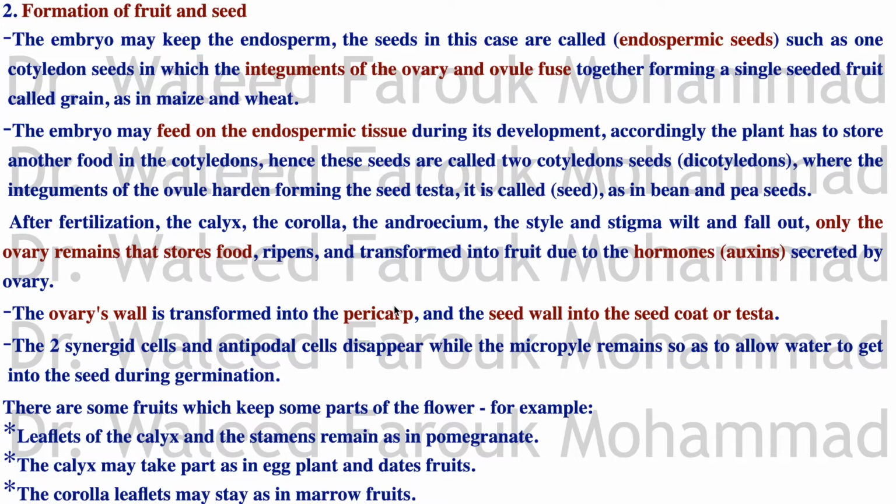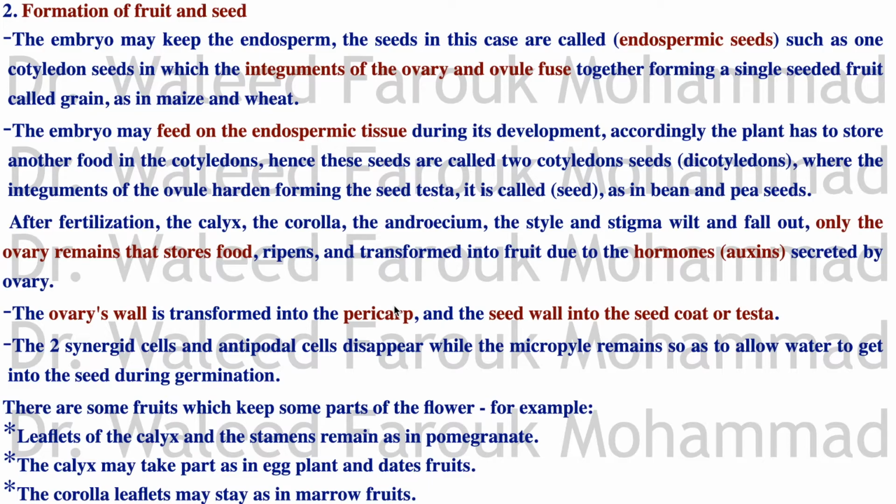The two synergid cells and the antipodal cells, the ones we talked about during the formation of the ovary, disappear, while the micropyle remains, so as to allow water to get into the seed during germination. Now, the micropyle, we said its function is to allow for fertilization during pollination. The other function is to allow water to get into the seed during germination.